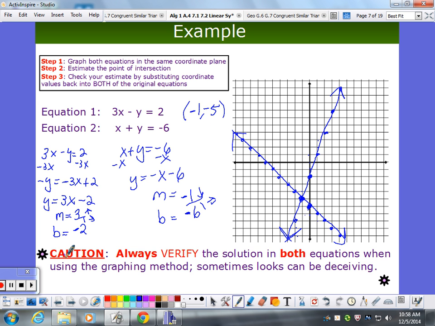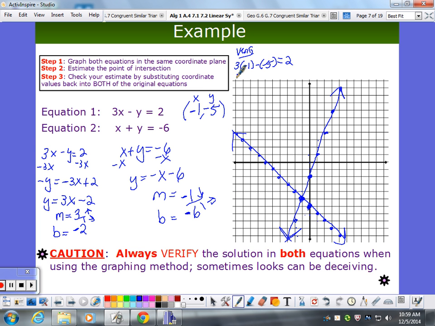Now you do need to always verify that solution. Don't just say, okay, I found it, done. Put them back in. So here's the verification step. 3x minus y equals 2. I think x is negative 1, and I think y is negative 5. So let me plug it into that first equation. And be careful with all these negatives. I always put my x and my y in parentheses so that I don't mess up my negative.